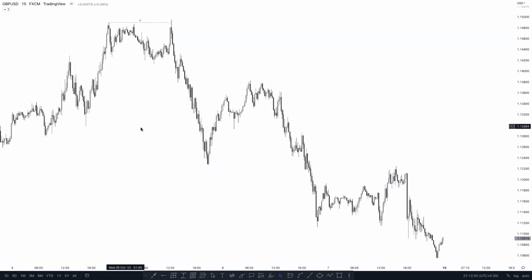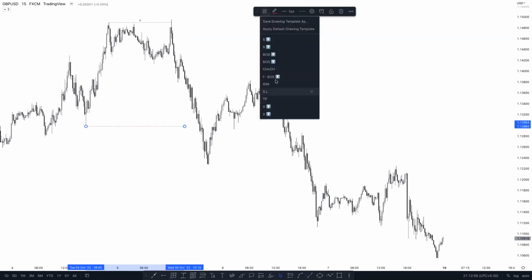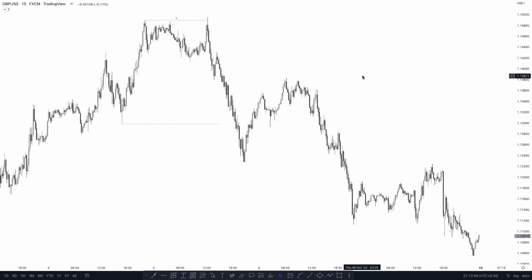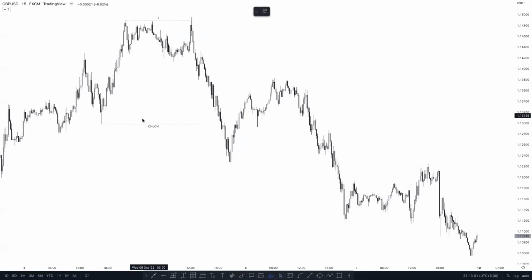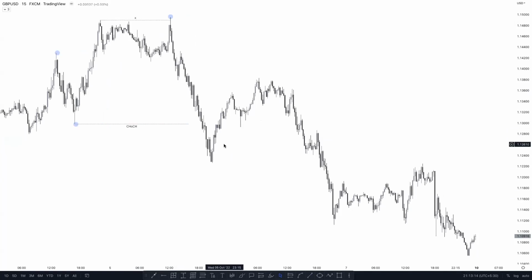So this was our change of character. Which one is here? Right. And this one is our change of character. And after this change of character, what happened here? Look at this one, lower low. This was a higher high, break the structure is here. And this was our lower high, break the structure into the downside. This is the first move. So this is a change of character.